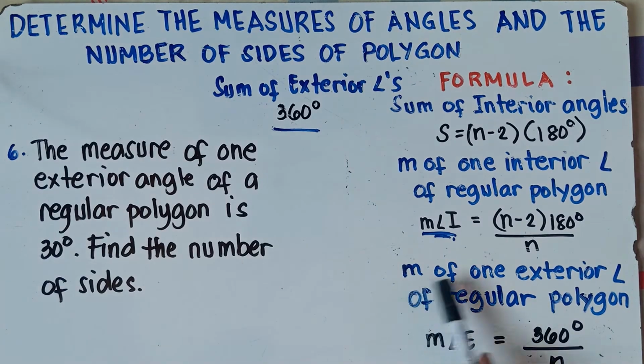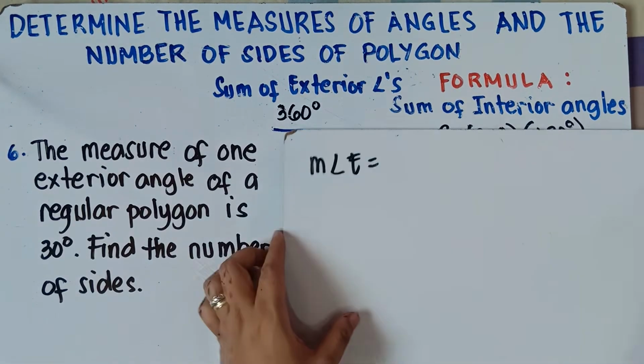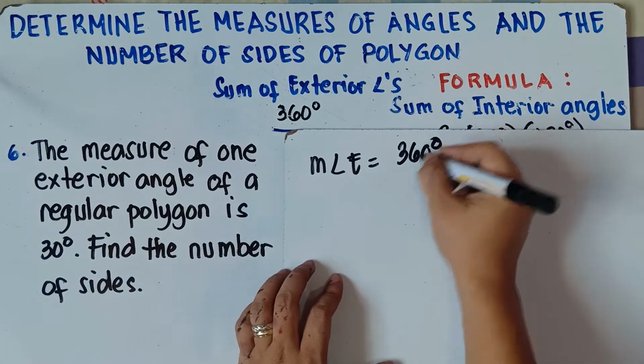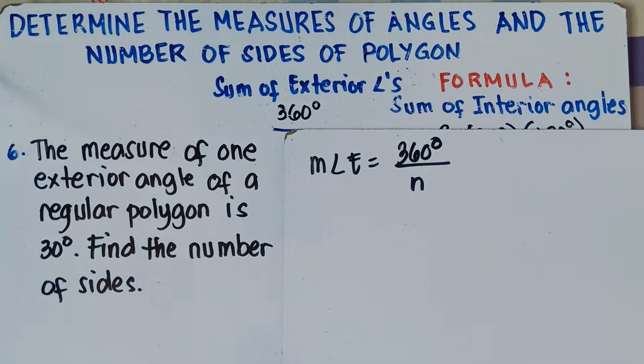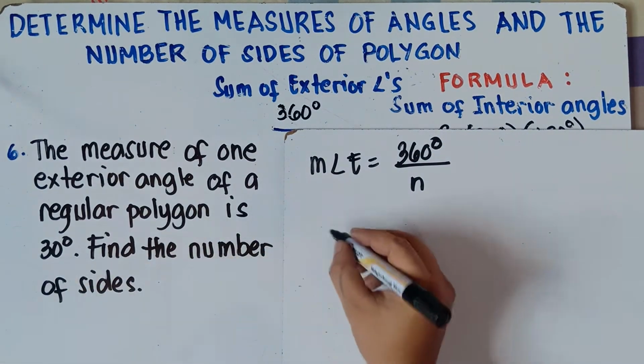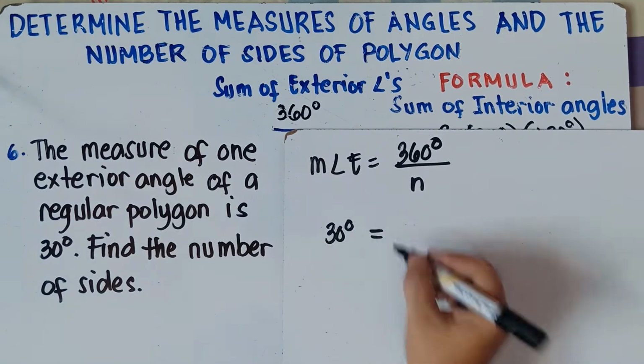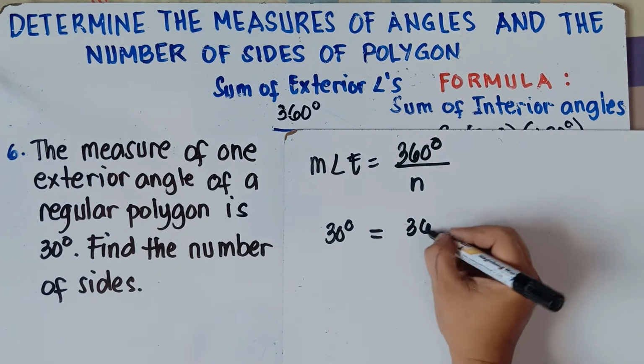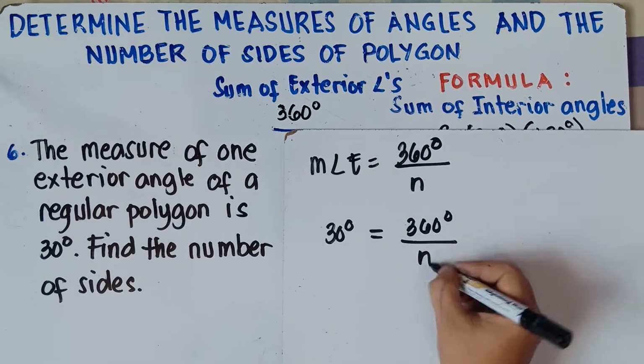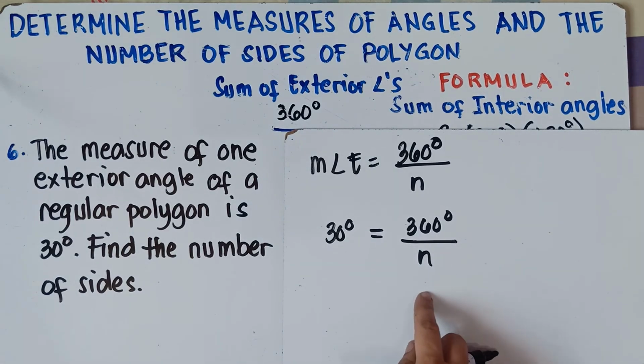So once again, the measure of one exterior angle of a regular polygon. So this will be the measure of one exterior angle, and then that would be 360 degrees divided by n. So we can just simply use this formula. So measure of one exterior angle equals 360 degrees divided by n. So we have the given measure of one exterior angle, that's 30 degrees. So 30 degrees equals 360 degrees over n. So we need to find the number of sides.